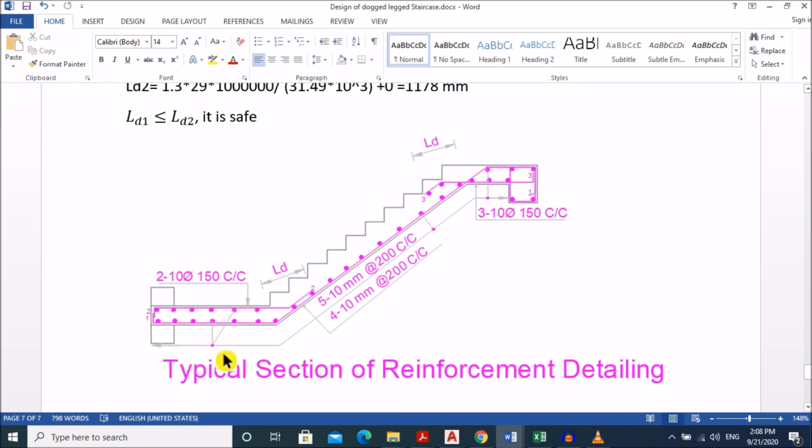And this arrow gives the distribution bar. For all the distribution bars, this is 10 mm, 200 mm center to center. For all the distribution bars, which are shown by arrow at this end and the other end. Okay, that's how the detailing of the staircase is done for a typical floor.